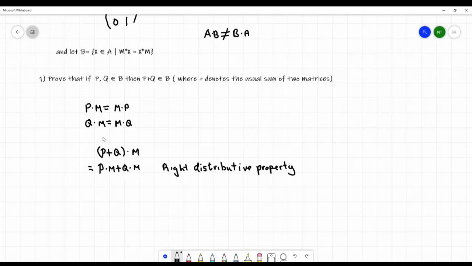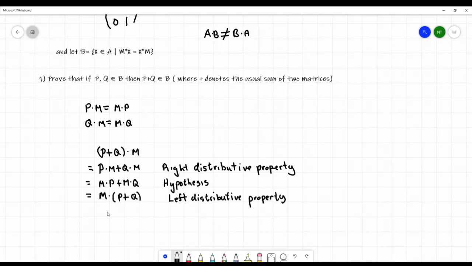Now by hypothesis we can alternate this. We're saying that PM is equal to MP and QM is equal to MQ. And then we could write this as M times (P plus Q). This is the left distributive property. So there we proved it.